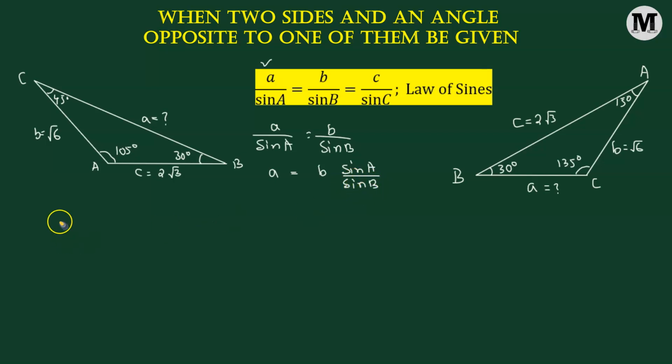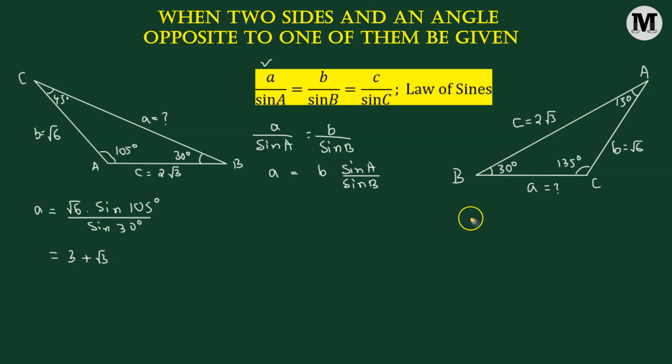Fine. Now, for the first triangle, we have a equals b, that measured at square root of 6, multiplied by sine of angle A. So A here is 105 degrees, divided by sine of angle B, that is 30 degrees. Now I'll leave this as an exercise for you to try out. So the value for the side a must be 3 plus square root of 3.